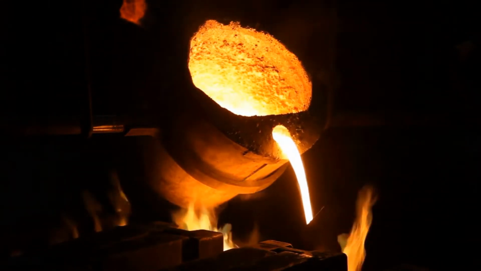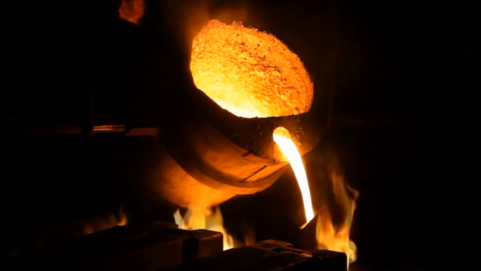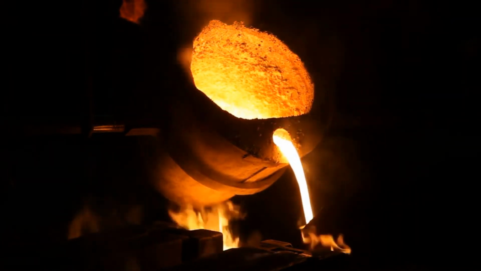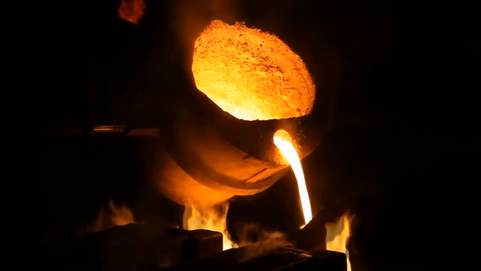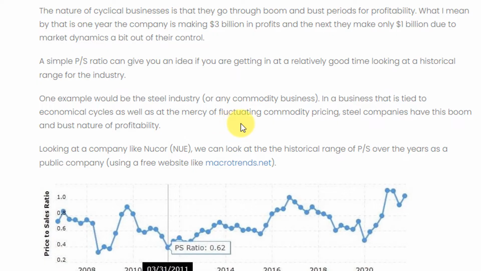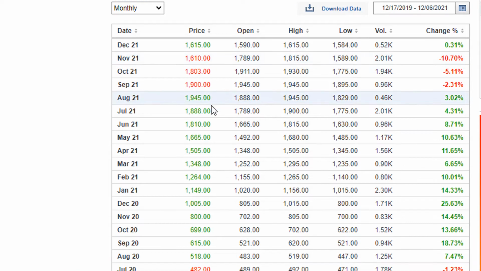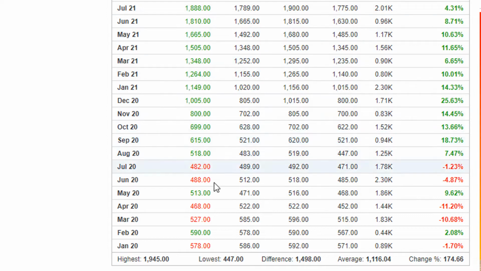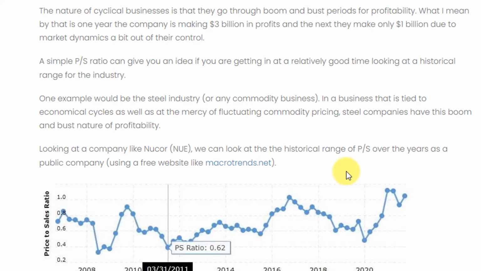One industry that I like to look at as a good example is the steel industry. I used to work in this industry, so I have a pretty good understanding of how it works and the cyclicality of it. Based on the fluctuating prices of commodity pricing, steel companies can have really good years as well as really bad years, or if the economy is doing well.